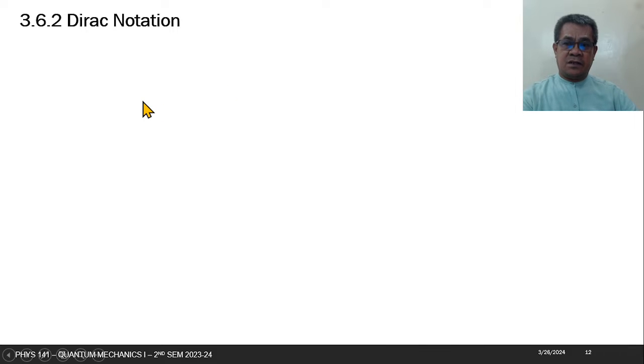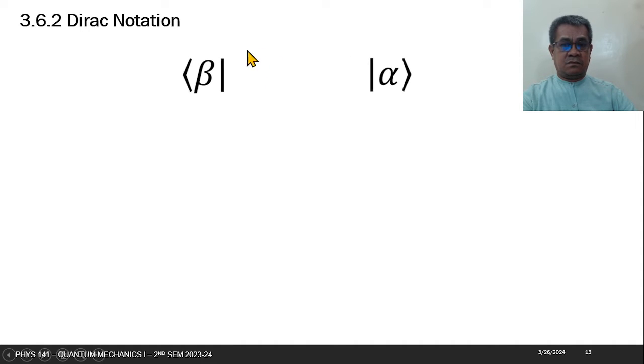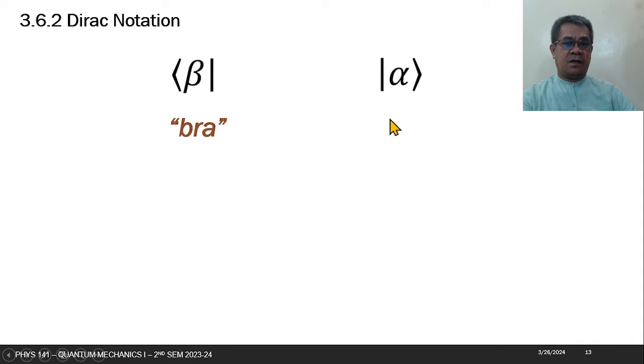Okay, so here comes the Dirac notation of section 3.6.2. Now Dirac suggested that this inner product should be split into two, which means that we have this as the bra and we have this as the ket. So the bra opens to the left while the ket opens to the right.